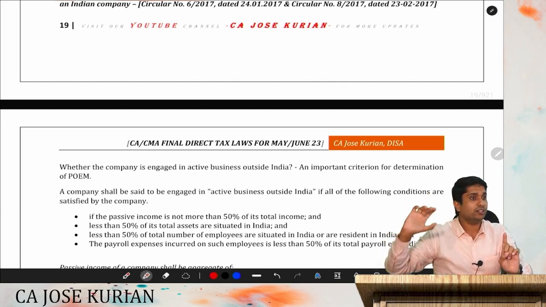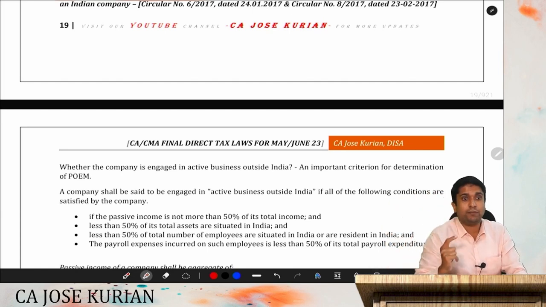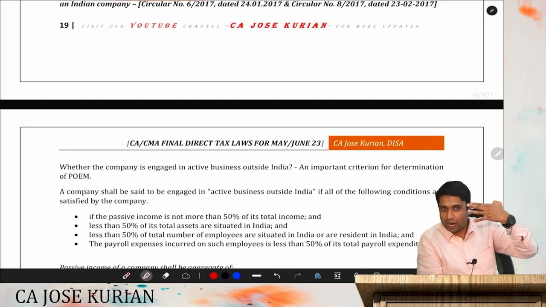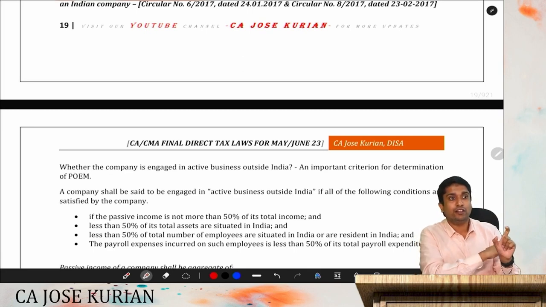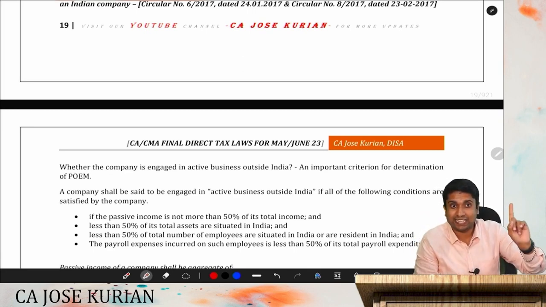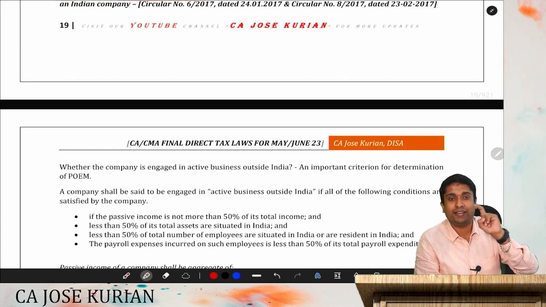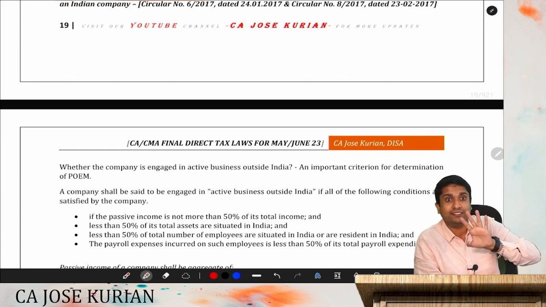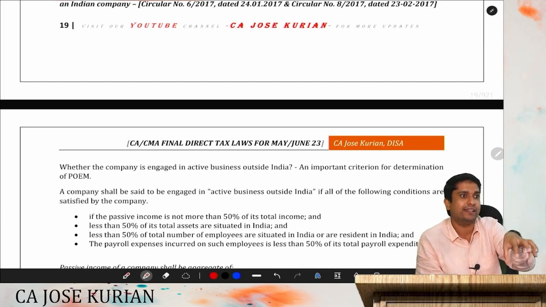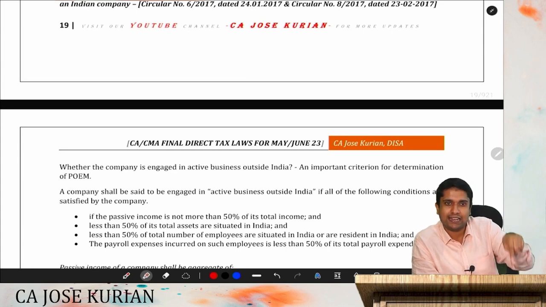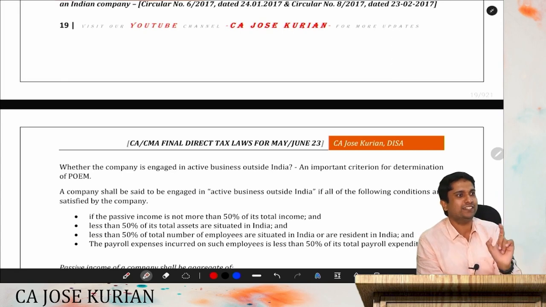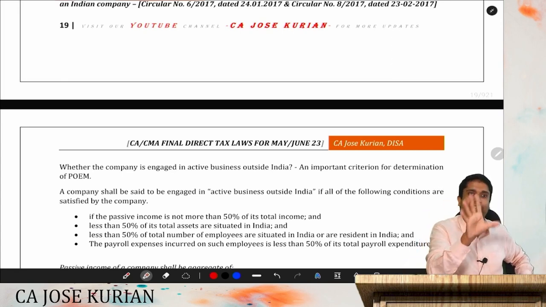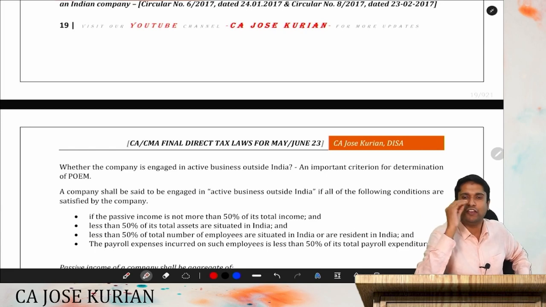outside India or not. Active business is said to be outside India if four conditions are satisfied. Out of that, the first condition is passive income should be less than or equal to 50% of total income. They never say passive income from India. But for all other assets in India, number of employees in India, then payroll expenses for employees in India, yes or no? But for passive income only, they are not saying passive income in India. They only say passive income should be less than or equal to 50% of total income.